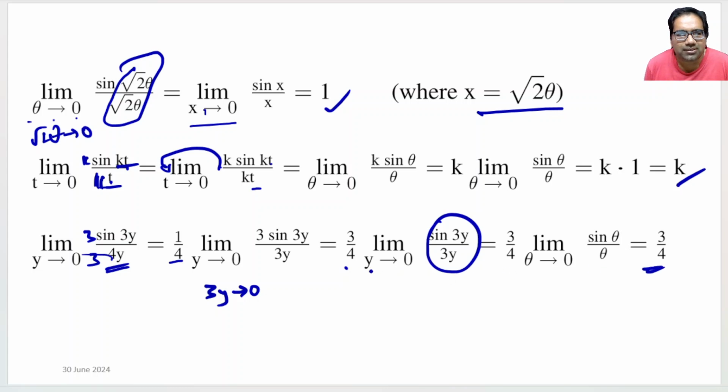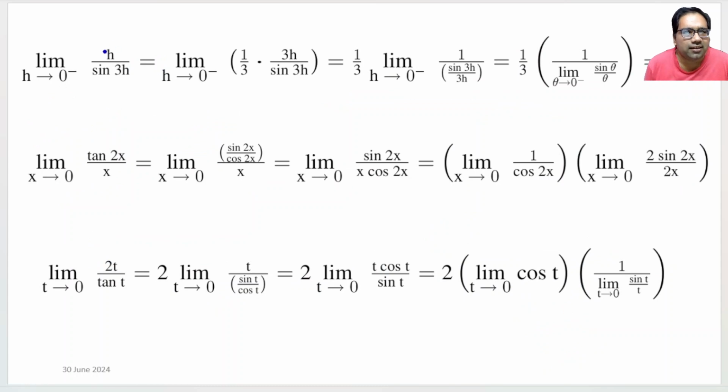Okay. So we are replacing 3y with theta. If y tends to 0, 3y also tends to 0. That means theta tends to 0. Very basic problems. Direct substitution of sine theta by theta format. Let us look at a few more.